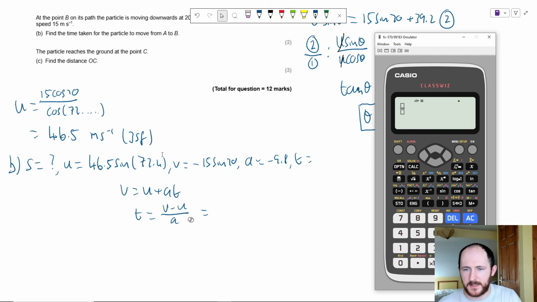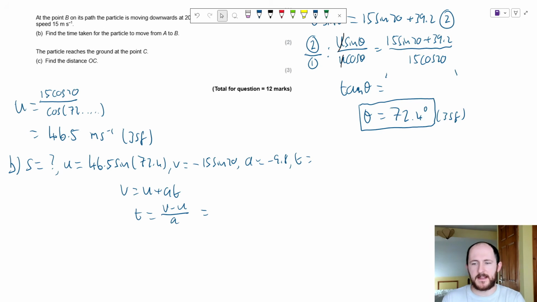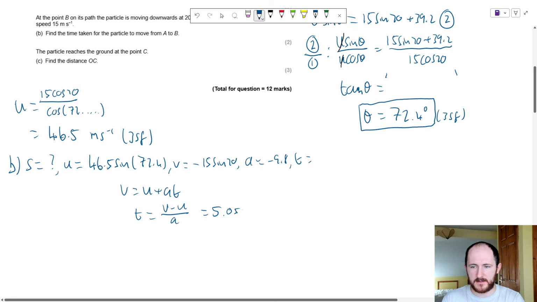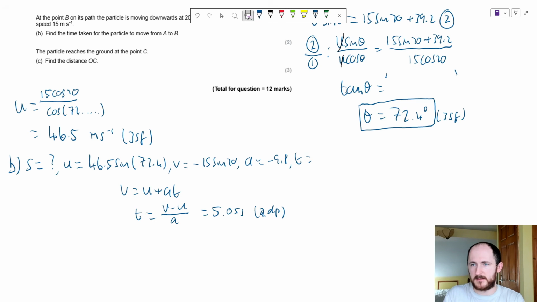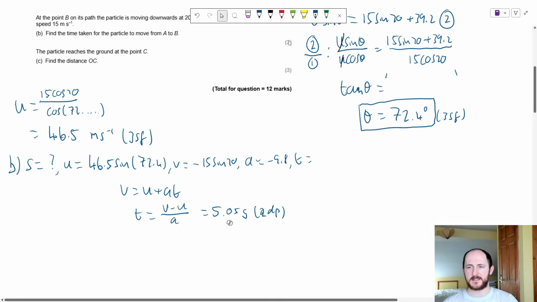Let's do this. So V is minus 15 sine 20. Minus U, so 46.5 sine 72.4. Where the hell did I get 20 from? I'm going senile. Alright, and we get an answer of 5.05 seconds. Again, that's 2 decimal places, fine. Again, they're quite reasonable as long as you're not taking the mick, right? Like, don't give it to 1SF. Just don't do it. It's not worth it.